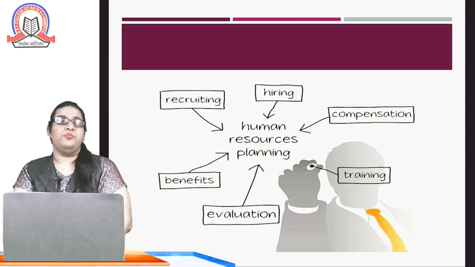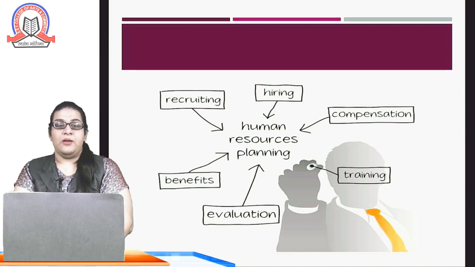HRP refers to Human Resource Planning, in which the HR manager plans about the activities of the HR department such as hiring, recruiting, compensation, training, evaluation and benefits. All the activities which are included in Human Resource Management, he has to plan. Before doing any activity, the HR manager has to plan every activity in detail properly. So we will see HRP in detail, its features and its types.